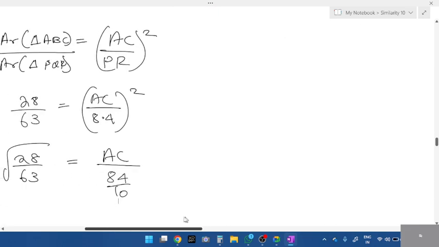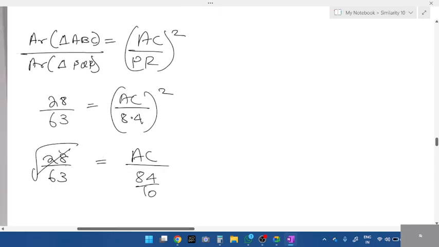Yes, what's the answer for this, students? What did you all get when you reduce? 7 fours are 28. What do you get? Square root of 4 and 9? 2 by 3. 84. 10 will get multiplied to AC.